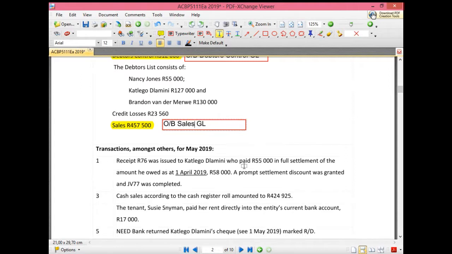If we look at the transactions, the first one, a receipt was issued to Katlego, who paid 55,000 Rand in full settlement of the amount owed on the 1st of April. Here they tell you he owed an amount of 58,000. Now, if we pay less than what we owe, what would we do with that 3,000? How do we get it out of Katlego's account?